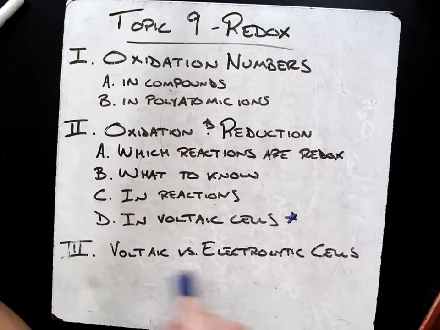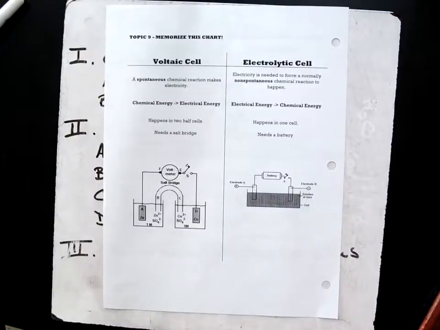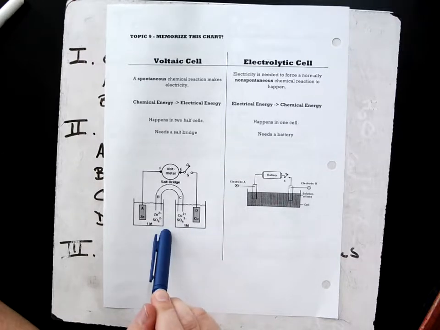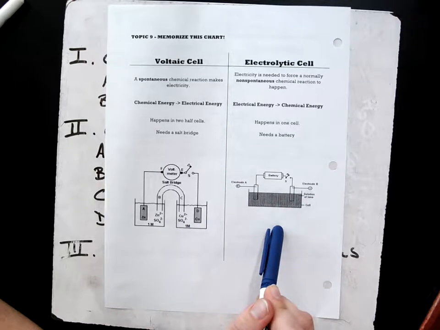Now, voltaic versus electrolytic cells. We have this chart. Okay. I've seen questions where they ask for similarities and differences. So, similarities, they're both doing redox reactions, right? They both involve the movement of electrons. Differences, though, 2 half cells, 1 cell.